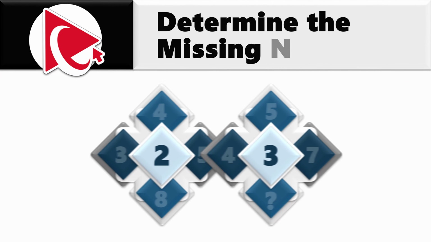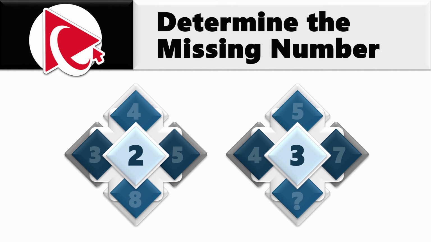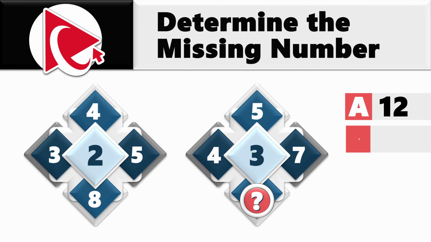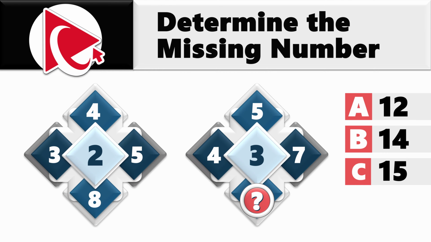You're presented with 2 diamonds that have numbers inside. In the first diamond, the middle number is 2. Then starting from the 9 o'clock, the numbers are 3, 4, 5, and 8. In the second diamond, the middle number is 3. And starting from the 9 o'clock, the numbers are 4, 5, 7, and then comes the missing number, which you need to calculate and select out of 4 possible choices. Choice A, 12. Choice B, 14. Choice C, 15. And last but not least, choice D, 20.